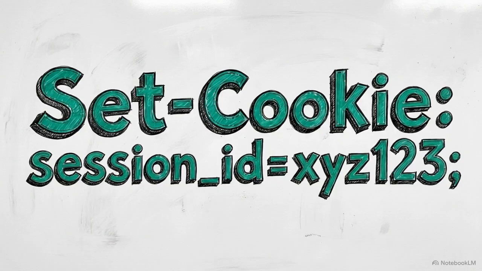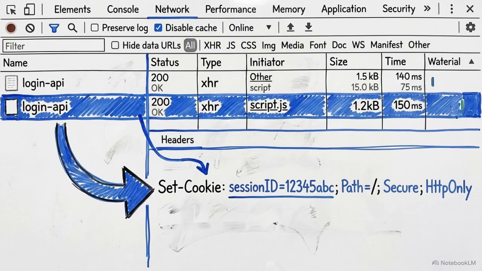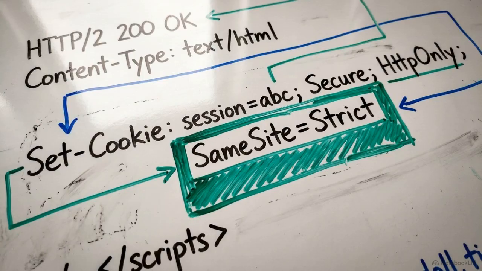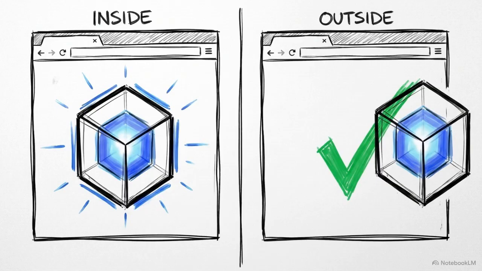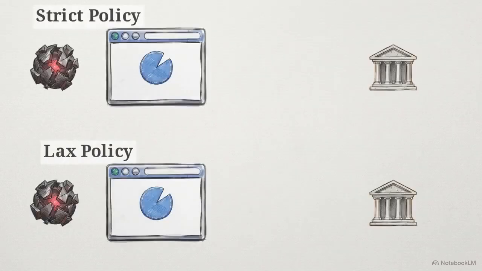Protocol layer defenses solve this by using the Set-Cookie response header. This is the primary tool used to deliver session rules directly to the browser's credential manager. The SameSite attribute is the most direct defense at this layer. It allows a developer to define exactly when a cookie is allowed to leave the browser in a cross-site context. Setting SameSite=Strict provides maximum isolation.